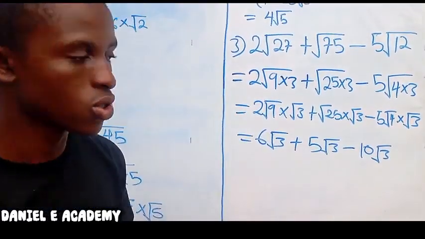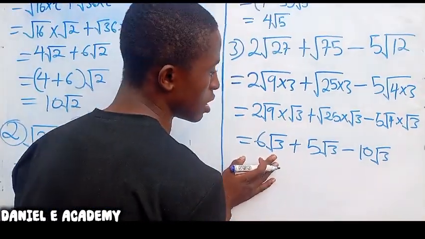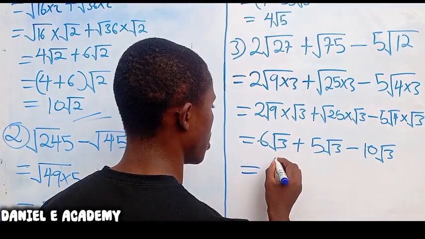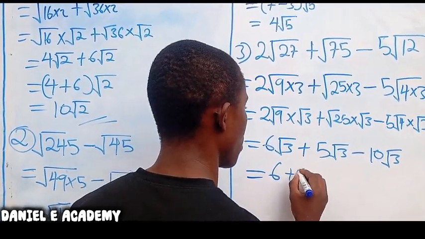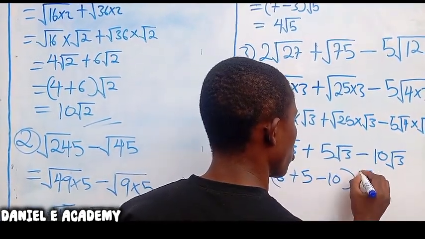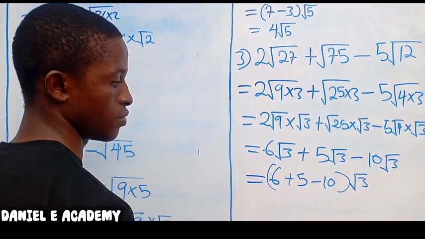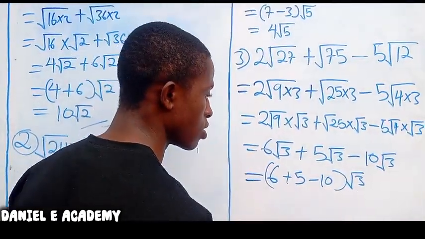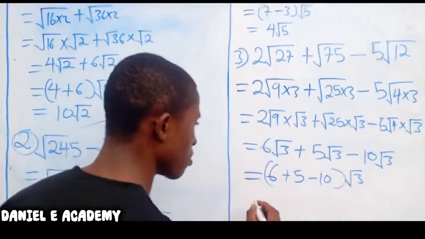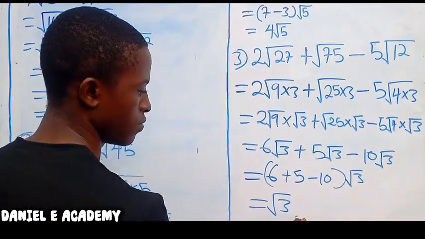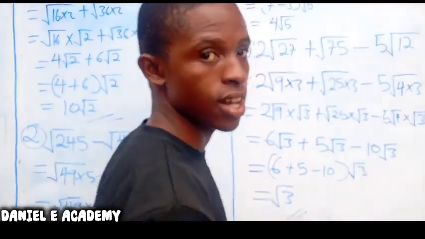So as we can see here, root 3, root 3, root 3. Root 3 is common, so we can have 6 plus 5 minus 10, all in brackets, root of 3. 6 plus 5 is 11. 11 minus 10 is 1. 1 multiplied by root of 3 is root 3 as our final answer.